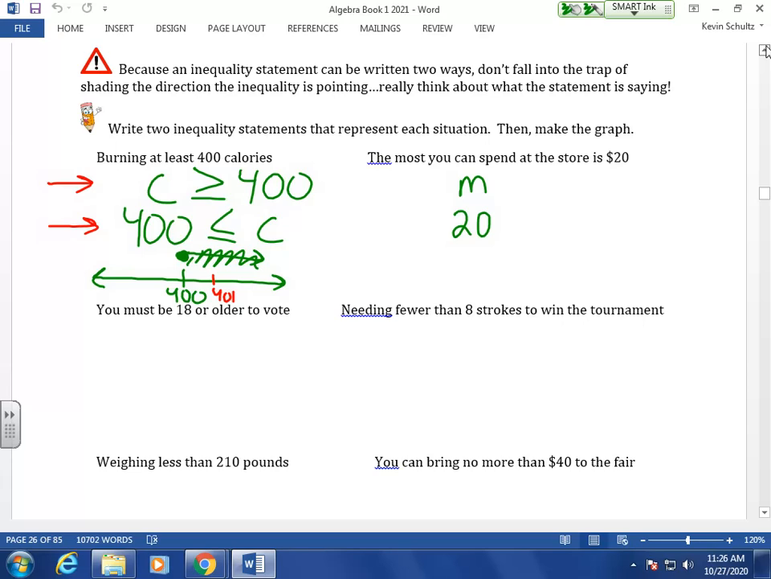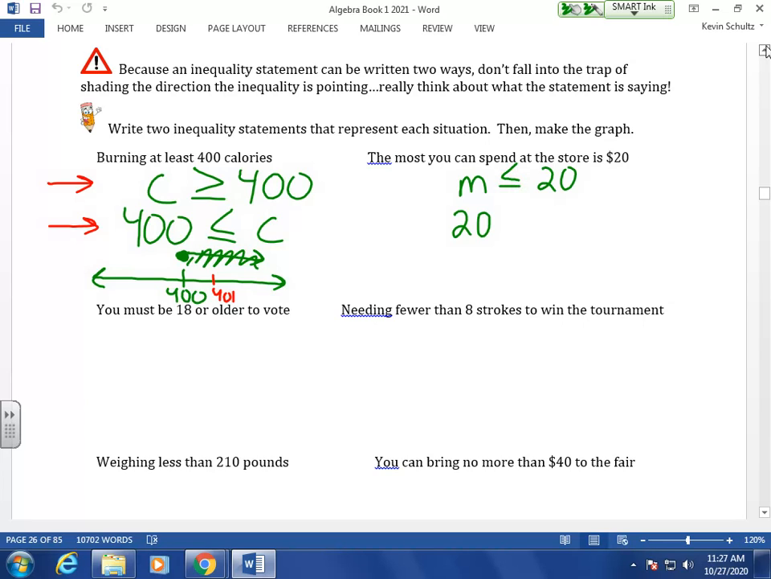So let's compare M with 20 first. Okay? The most you can spend at the store is $20, which means the money that you can spend at the store, that's what our M is going to represent. What's the relationship between M and 20? Is it going to be above 20, 20 and above, or is it going to be 20 and below? 20 and below, which is going to be the less than or equal to symbol.